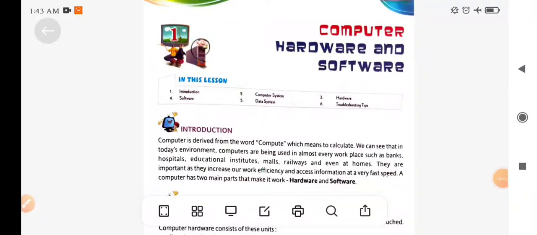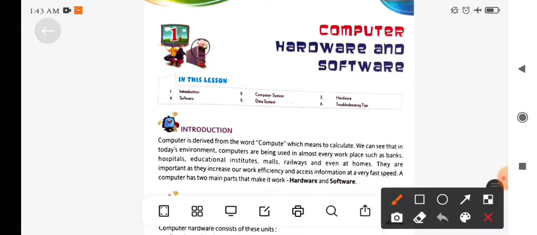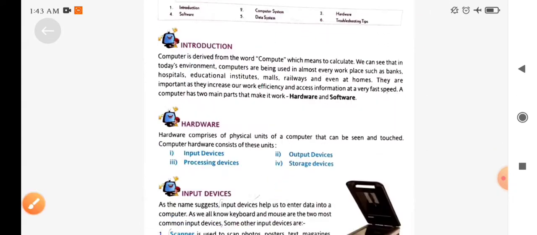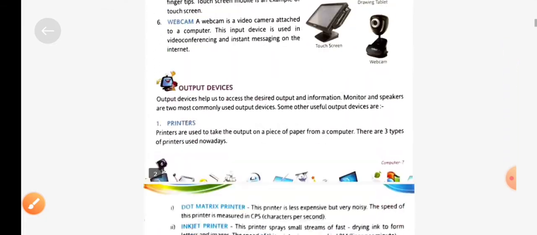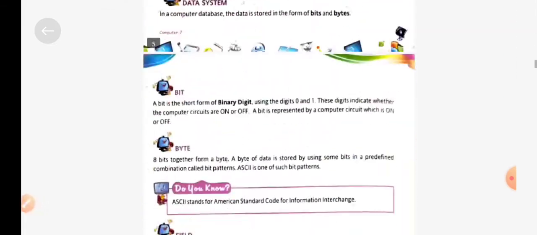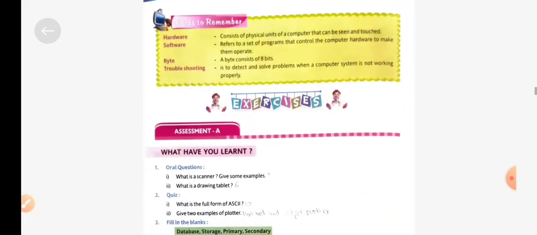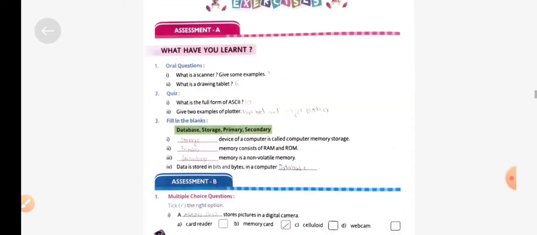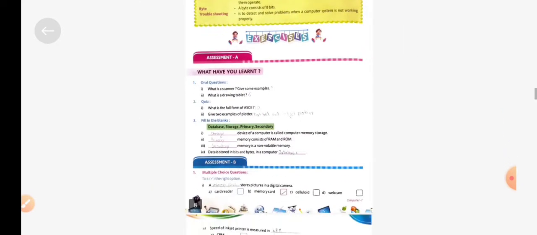Today in this video we are going to discuss your exercise of unit number 1, and you can see unit number 1 is your computer hardware and we have the software portion. Okay, so open your book and turn to page number 12. Page number 12 we are on.